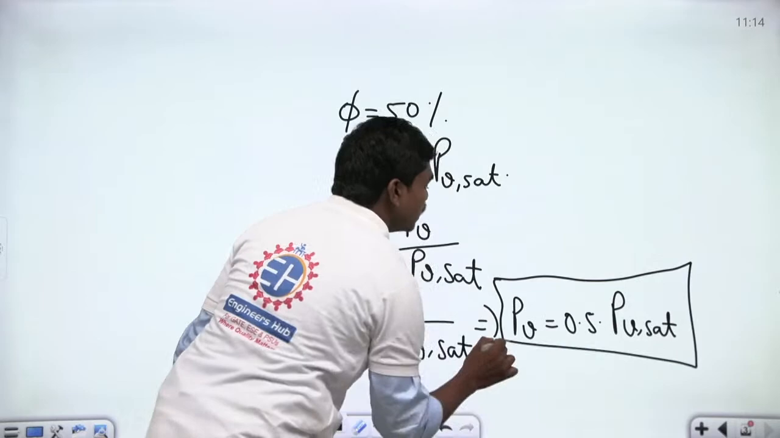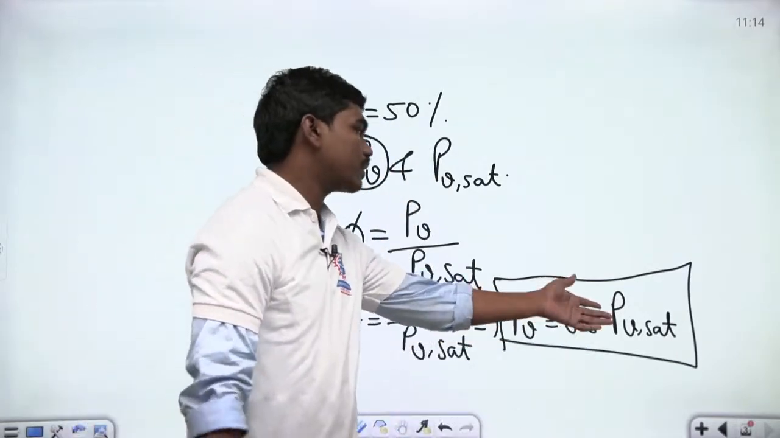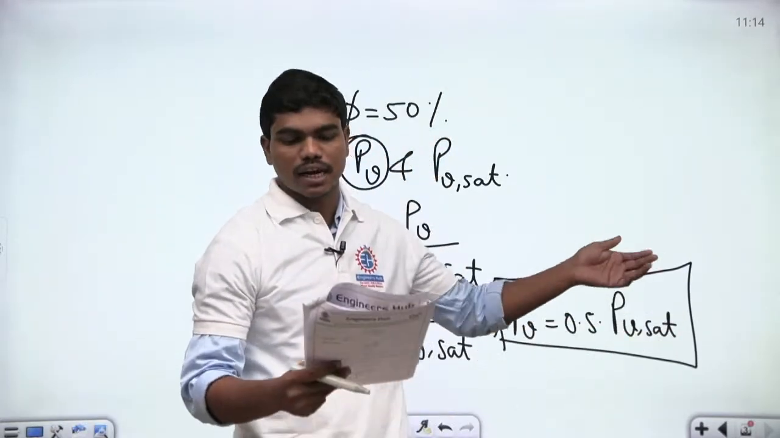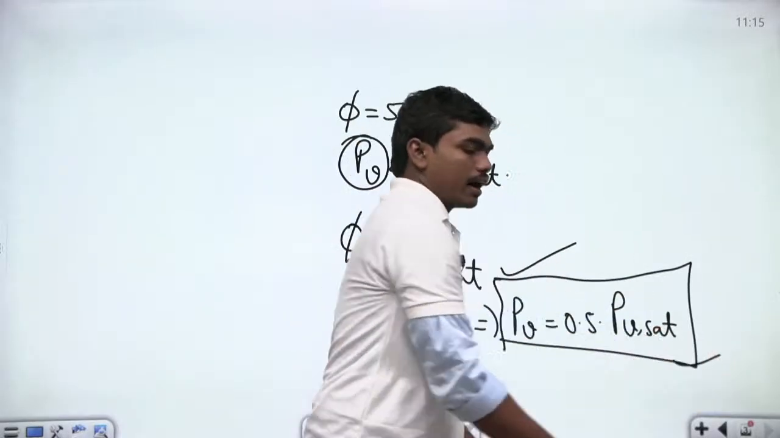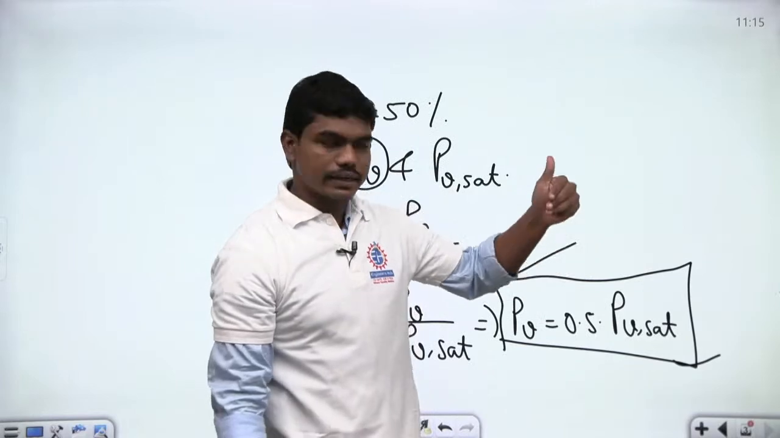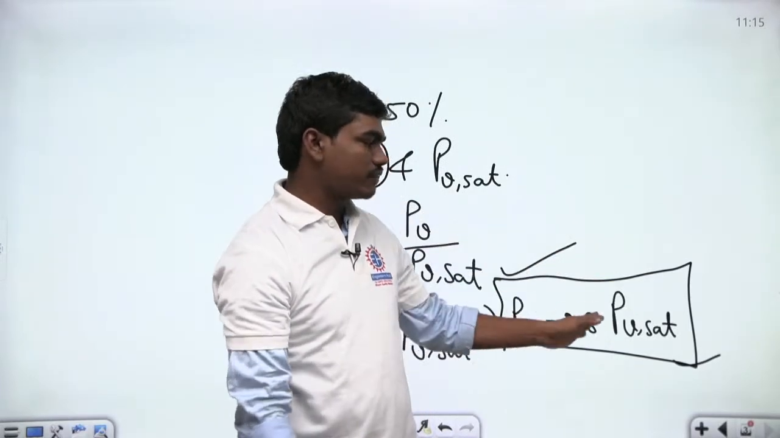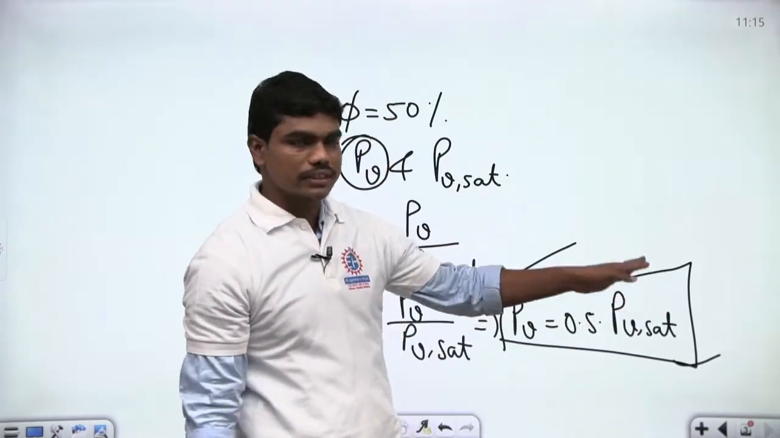Correct? So this is what we have, and of course this is 0.5 times the saturation vapor pressure at that particular situation. So this is one question that you have, and this is the correct option. Of course, for this question there are many other options, taking Pv equal to Psat, Pv equal to 2 times Psat and so on, but this is the correct answer. Anyhow, let's go for the next question.